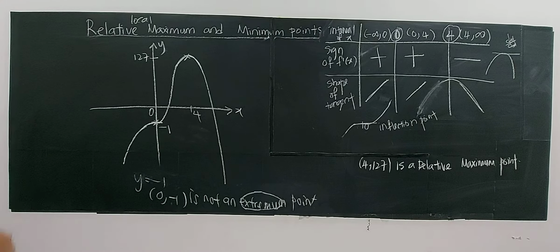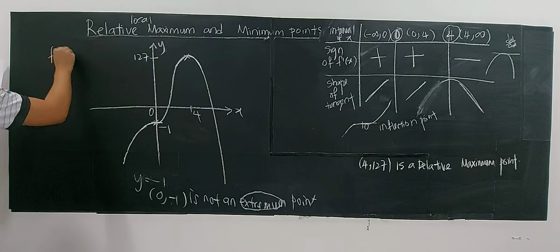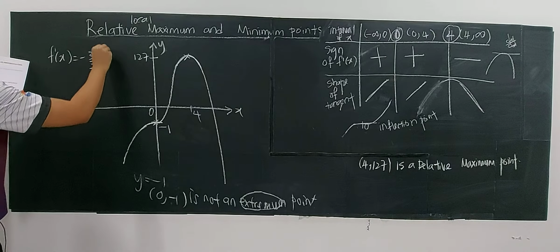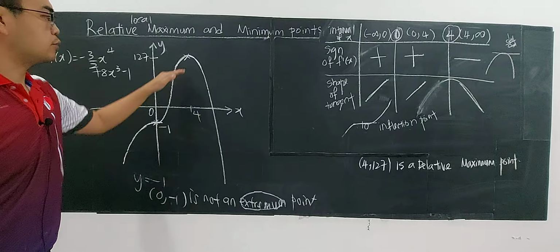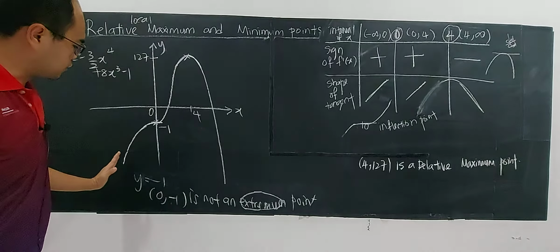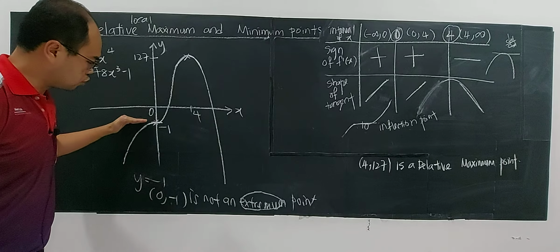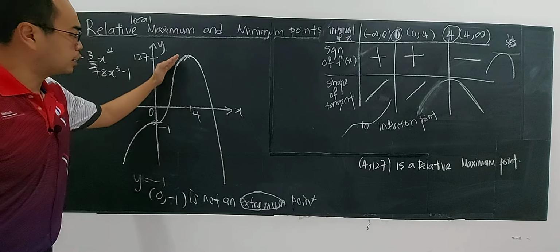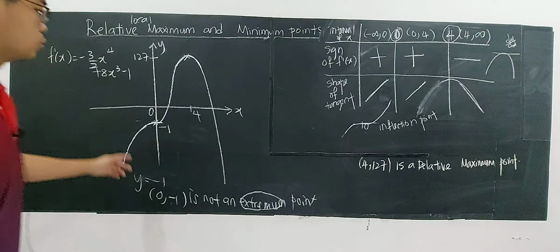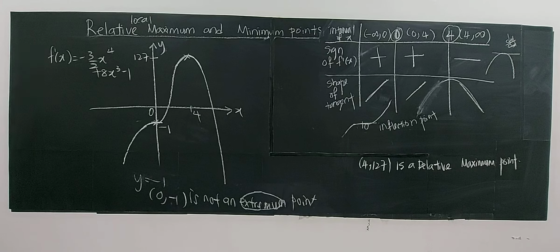This is the graph for the function f(x) = -3/2 x^4 + 8x^3 - 1. This graph has only one relative extremum point, which is a relative maximum point. You must draw it horizontal for a while, right? This is a special point. It goes up, stops a while, goes up again, reaches a maximum and goes down. This is the beauty of the graph.